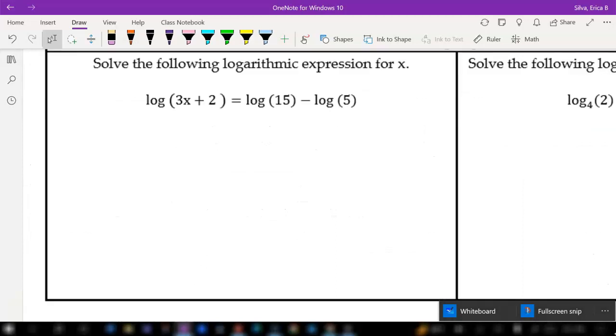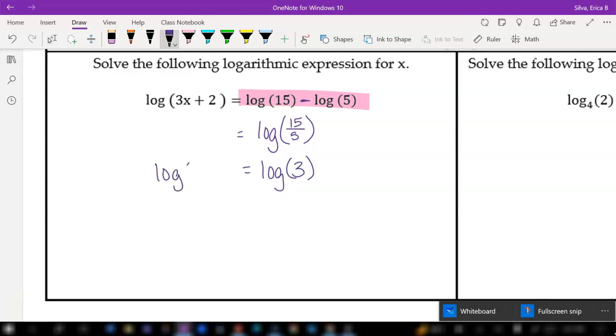We're going to condense this side because they're being subtracted. That means we can condense them with log base 10 of 15 over 5. And that's going to give us log base 10 of 3 on the right side, and then log base 10 of 3x plus 2. Because the logs are the same, their bases are the same, then we can say 3x plus 2 is equal to 3. And then we just solve for x. 3x is equal to 1, x is equal to 1/3.